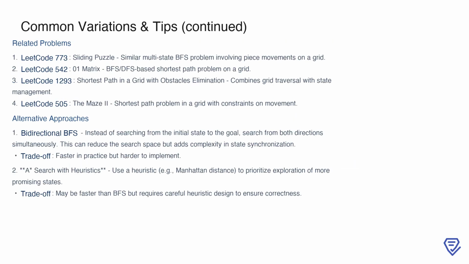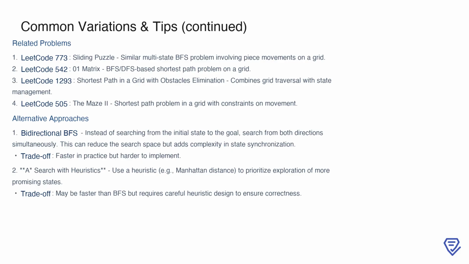This problem also has several related problems that you might find helpful for additional practice. For example, LeetCode 773, the sliding puzzle, is another multi-state BFS challenge involving grid-based piece movements. Similarly, LeetCode 542, the 01 matrix, uses BFS or DFS to solve shortest path problems on a grid. LeetCode 1293, shortest path in a grid with obstacles elimination, combines grid traversal with state management, making it highly relevant. Lastly, LeetCode 505, the Maze 2, focuses on shortest path calculations within a grid while adhering to movement constraints.